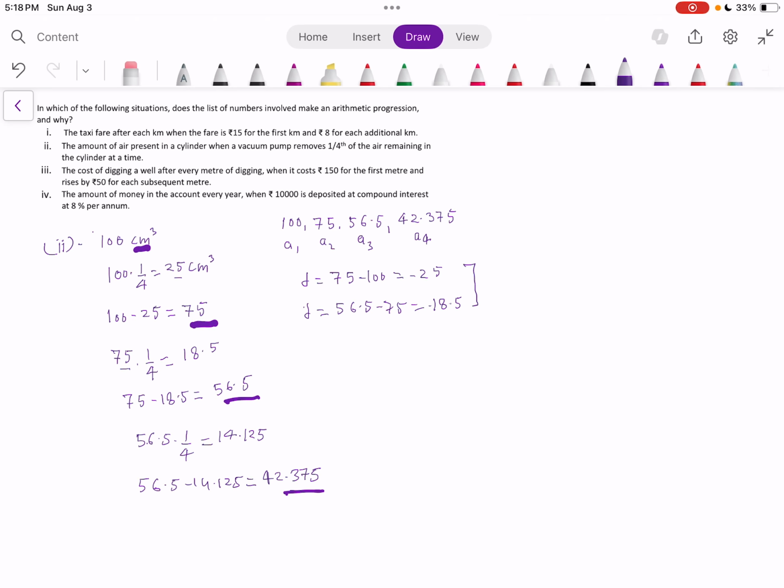So I can say that it's not an AP, because D is not the same throughout the series. It can be maybe for the next terms it is the same, but here it isn't, so it's not going to make an AP. We just need to find one case where D is not the same and the series is not an AP.